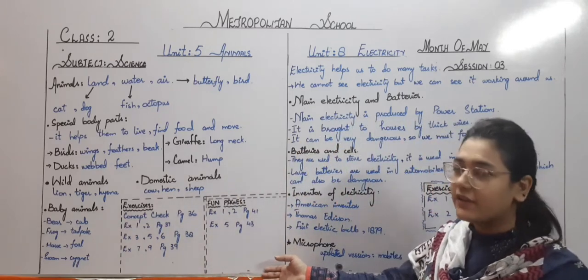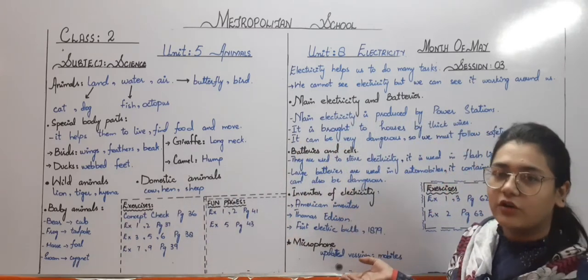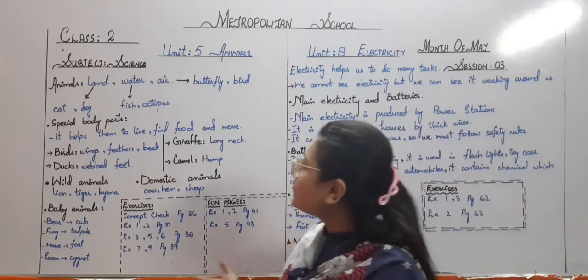Today in the review lesson we are going to talk about the animals, which is unit number 5, and the electricity, which is unit number 8. So let's start with the animals.